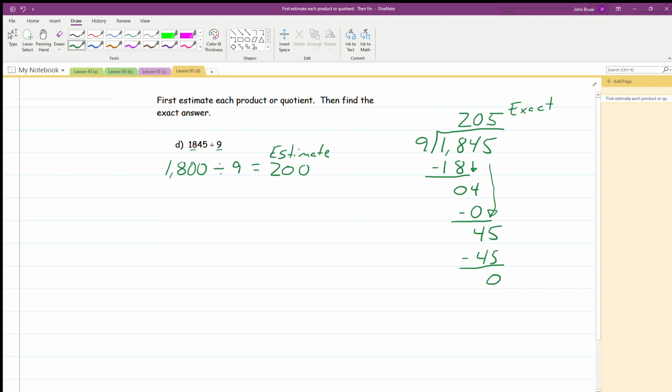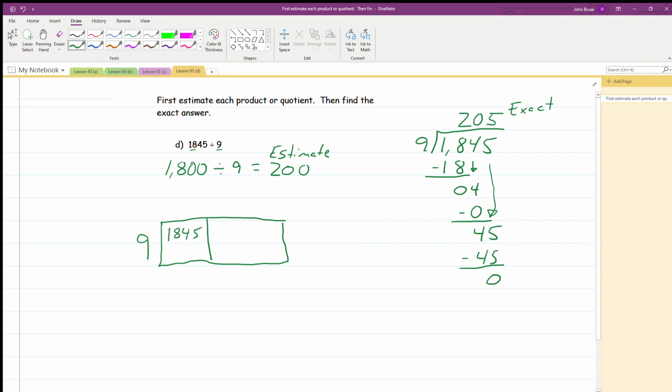And just in case you don't use the long division method, I'll show you how to do this one with the area model. I'm going to draw myself a big rectangle, and I'm going to put the 9, the divisor over here, and the dividend inside the box. And I know that 9 goes into 18 200 times. Oops, I messed up there. Let's go ahead and erase. I gotta use the whole number. This isn't an estimate. This is an exact answer. So we're gonna put 1845 there.